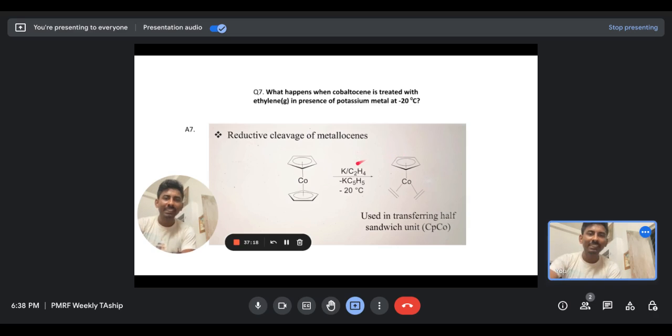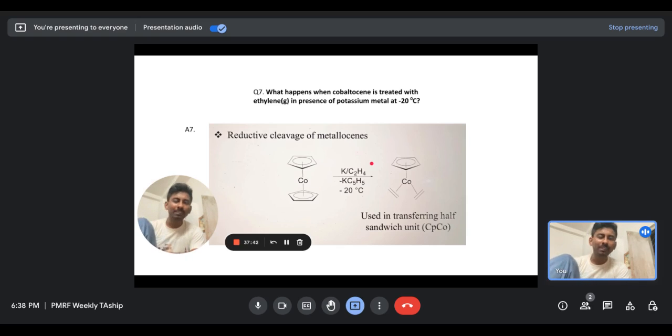So what happens in this case? Potassium is a very strong reducing agent, and this cobaltocene is a 19 electron system. So it is a very strong oxidizing agent, because it always has the tendency to come to the 18 electron system. From 19 electron it should come to the 18 electron system. So it is a very strong oxidizing agent.